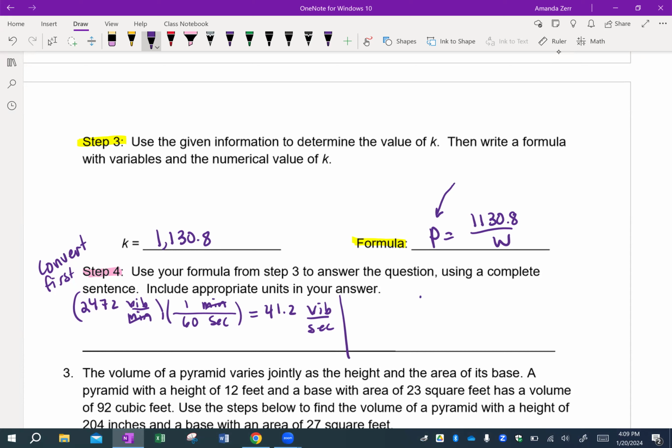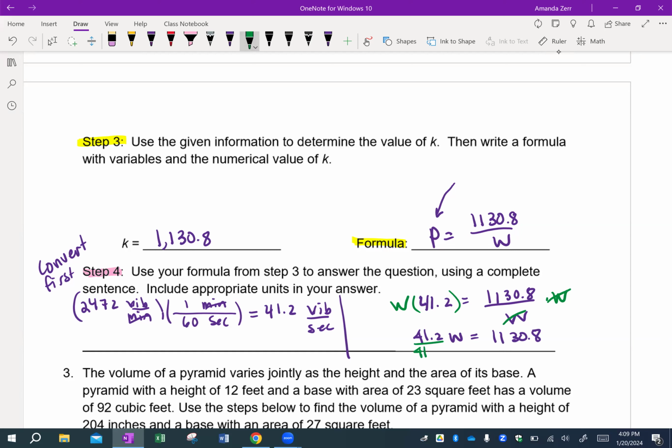So we want to plug in 41.2, and that's equal to 1130.8 divided by W. We want to solve for W. But W's in kind of a weird spot. It's down there in the denominator. So let's deal with that fact by multiplying both sides by W. And then we've got 41.2 W is equal to 1,130.8.